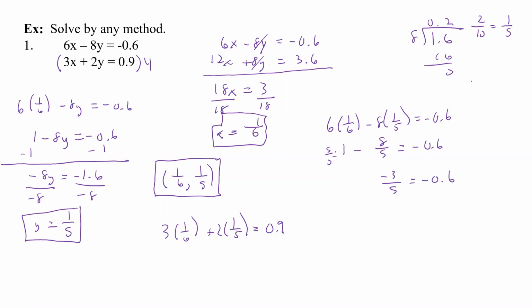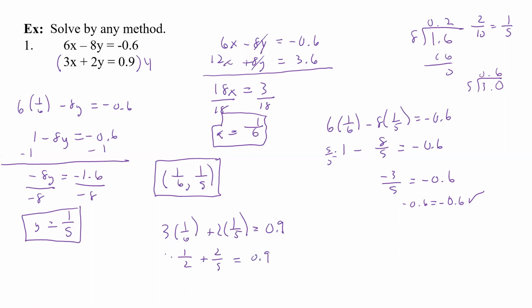Well, here again, if you don't know your division, 5 goes into 3, and it's going to be 0, and that's going to be a 6. And so I get a negative 0.6 equals negative 0.6. So that works. Now 3 divided by 6, that's going to be 1/2. And then I have plus 2/5, and that's supposed to be 0.9.